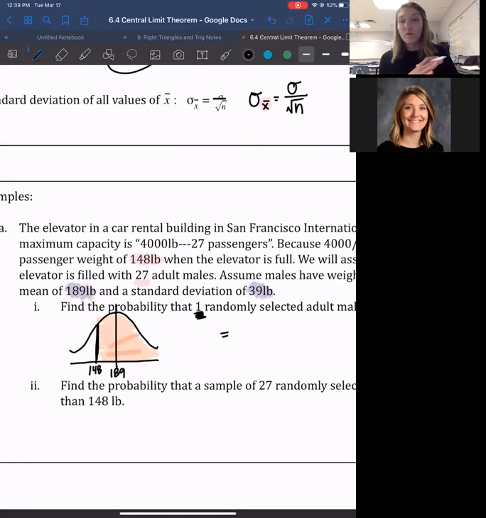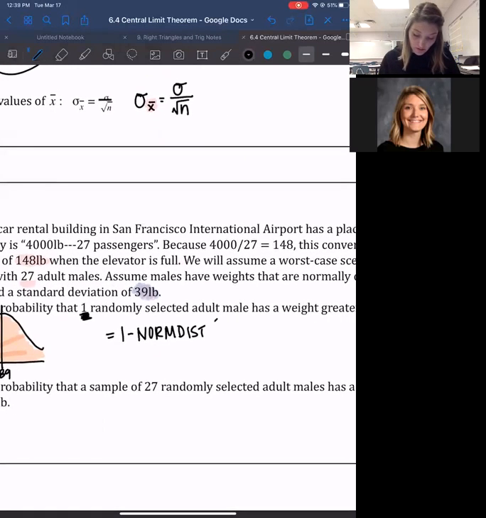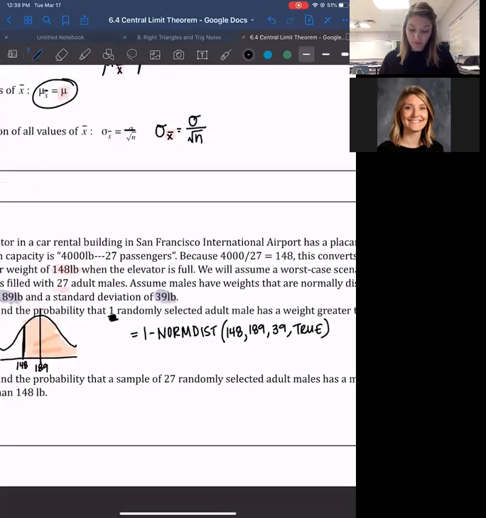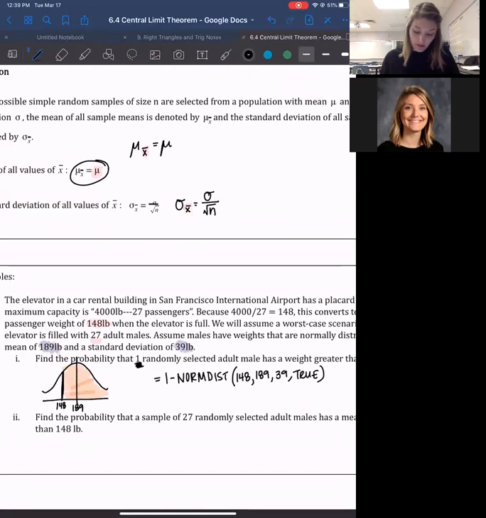Okay, so if you remember when we put things into sheets or we look things up on the table, it always wants what's to the left. But we are looking for what's to the right, so I'm going to do 1 minus norm dist. This is if I'm doing sheets. They're going to ask you for the x value, which is 148, the mean, which is 189, and the standard deviation, which is 39. And if it's cumulative, and it always is, we're going to say true. So we're going to do 1 minus norm dist, 148, 189, 39, and true.